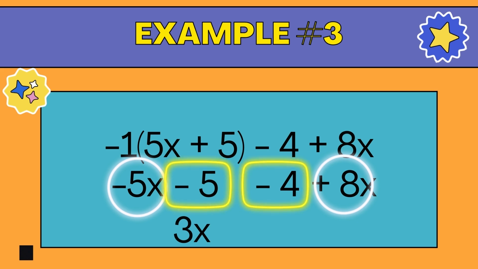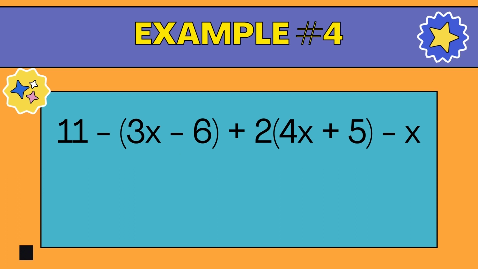And then we have our constants, those terms that have no variables, negative 5 and negative 4. And that gives us negative 9. So our final expression ends up being 3x minus 9. That expression is equivalent to the first expression at the top.